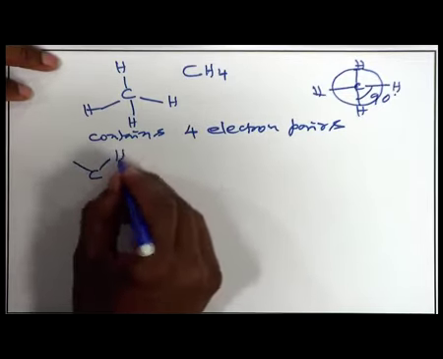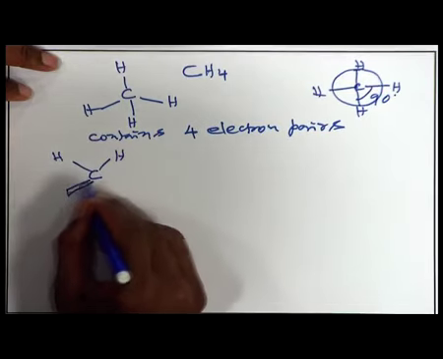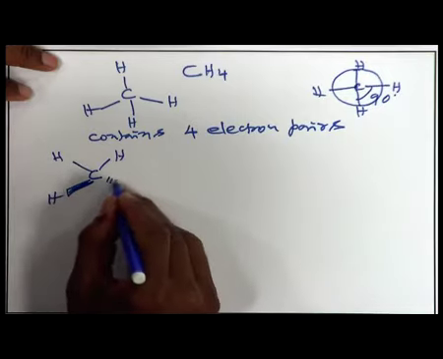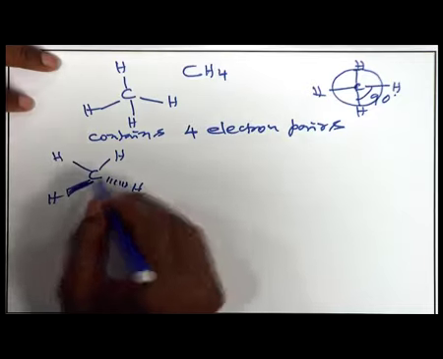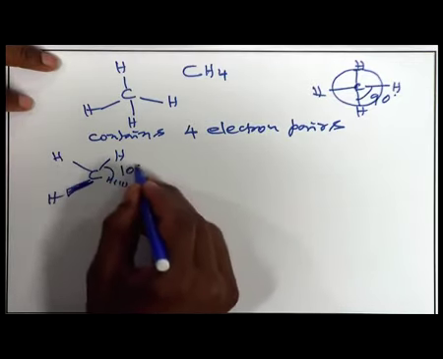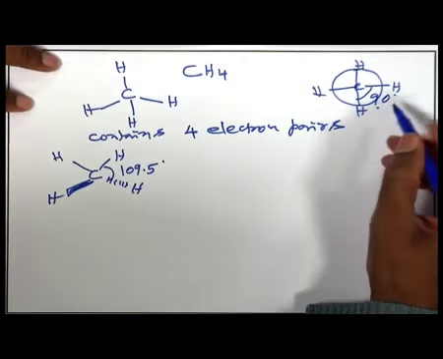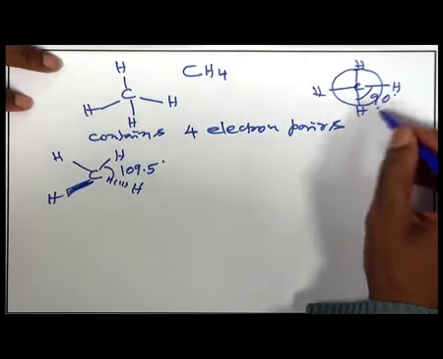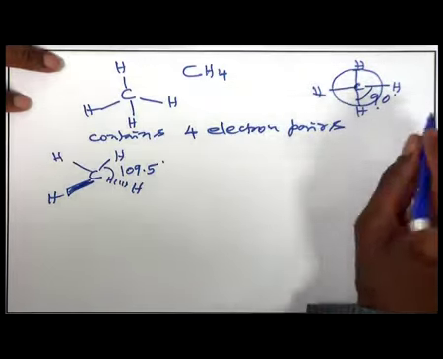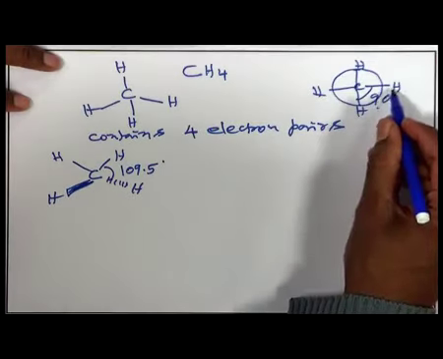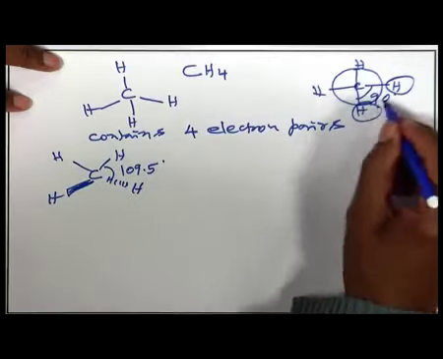You put two hydrogen atoms on a plane, one of the hydrogen atoms towards you, and one of the hydrogen atoms away from you. Then the angle between them is 109.5 degrees. Compared to this square planar geometry, shape and geometry are used interchangeably here. And here there are 90 degrees between the two electron densities: this is one electron density, this is another, and the angle between them is 90 degrees.